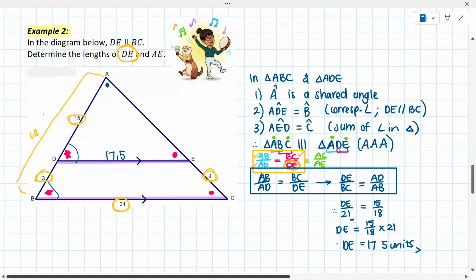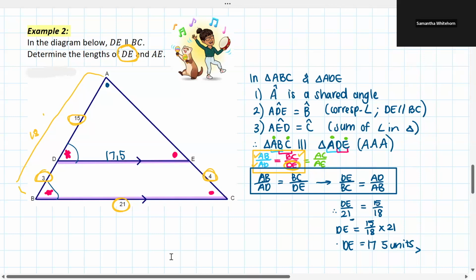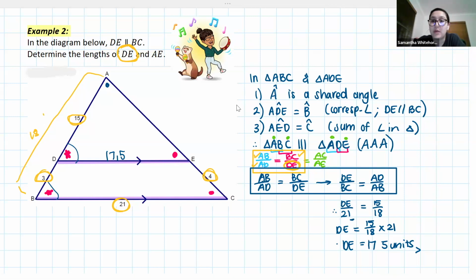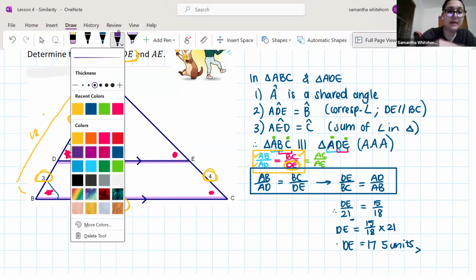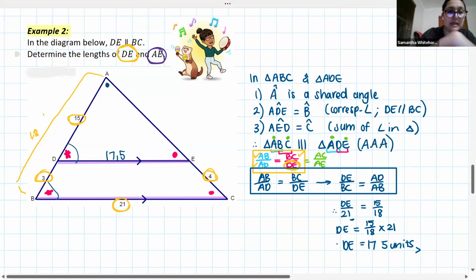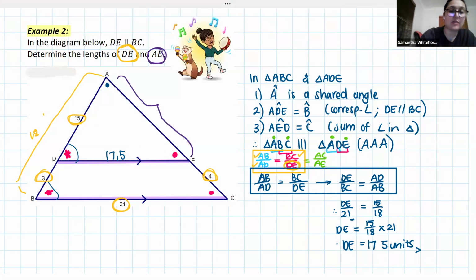Second, we get information, we want to add stuff to our diagram because now we've got more that we can use. So the next one that we were asked to find is AE. AE is this length over here. Now be mindful of the fact that AE is part of that whole segment. So let's say AE was represented by X. What that means is that the whole length AC would be X plus 4.